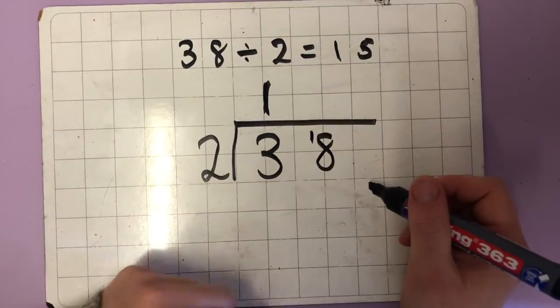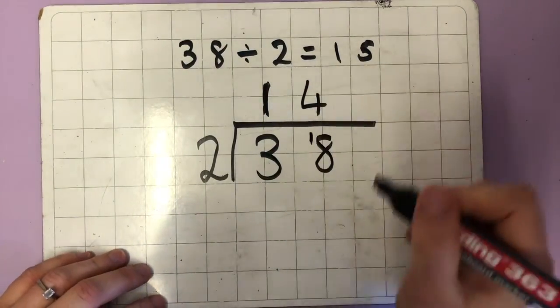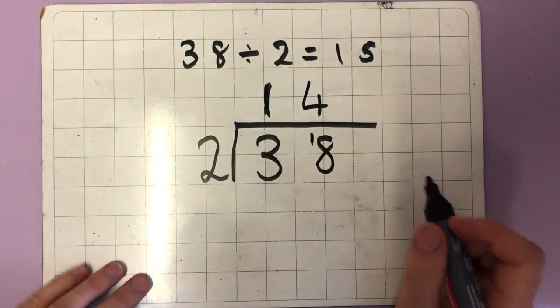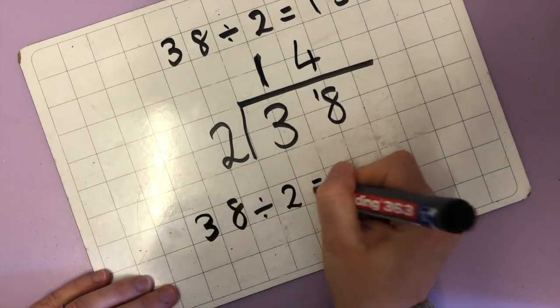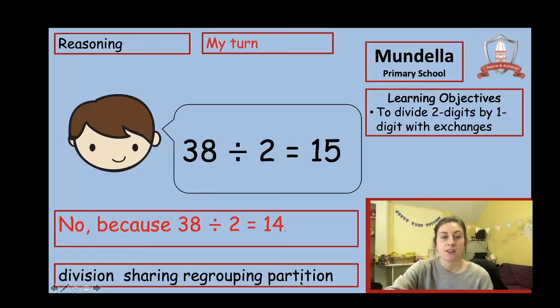So 2 into 18 goes 2, 4, 6, 8. Goes 4 times. So, is he right? No, he's not. 38 divided by 2, it's not 15, it's 14. Okay, so no, he was not correct because actually 38 divided by 2 is 14, not 15.